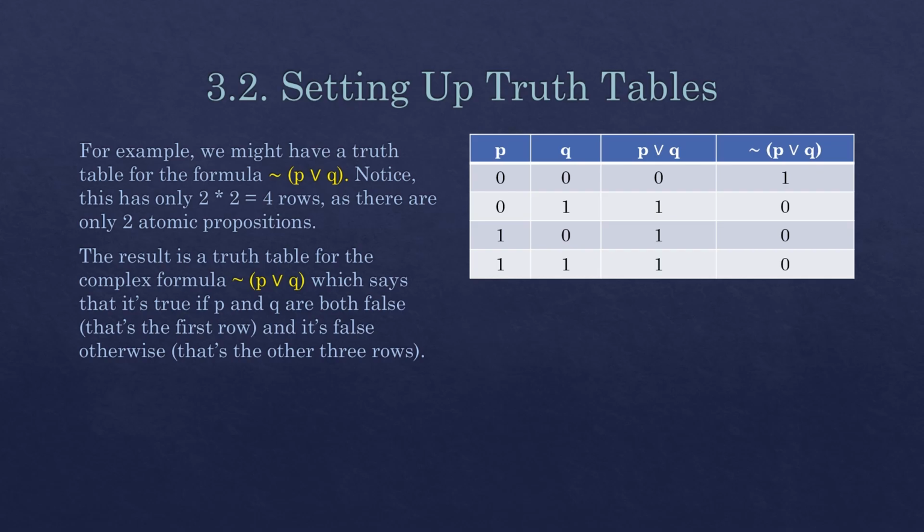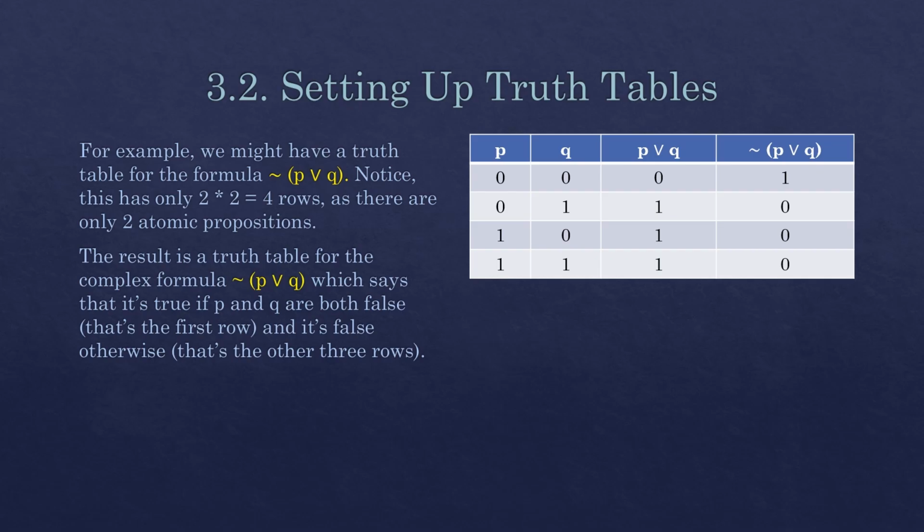For example, we might have a truth table for the formula: it is not the case that P or Q. Here we have 2 atomic propositions and 2 logical operators. And note that if we have two atomic propositions, we can have only four possible interpretations, because 2 times 2 gives us 4, and here we have 4 rows.